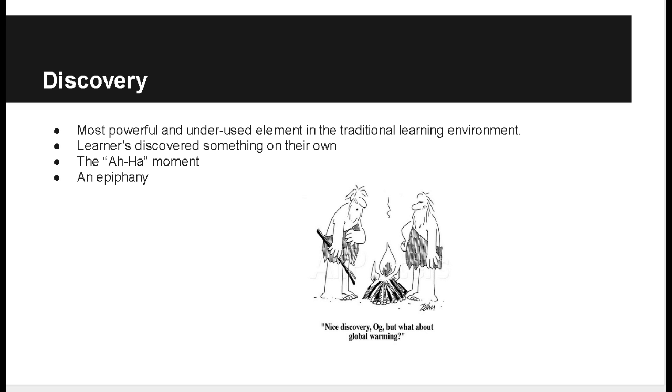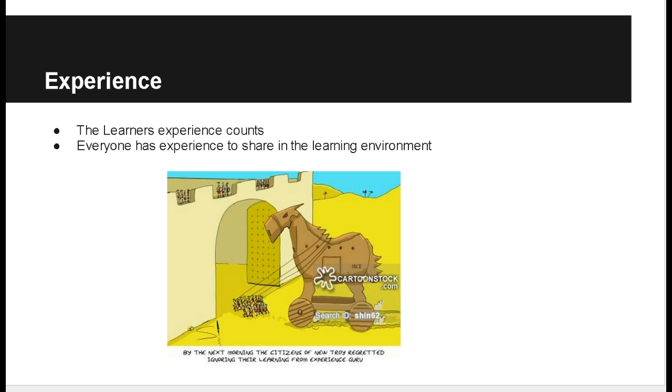The D stands for discovery, and it's the most powerful and underused element in the traditional learning environment. This is when learners come together or a learner discovers something on their own. It's your aha moment, the epiphany. And this is the moment that's going to stick with the learner throughout life versus trying to regurgitate a bunch of material. E stands for experience, and the learner experience counts.